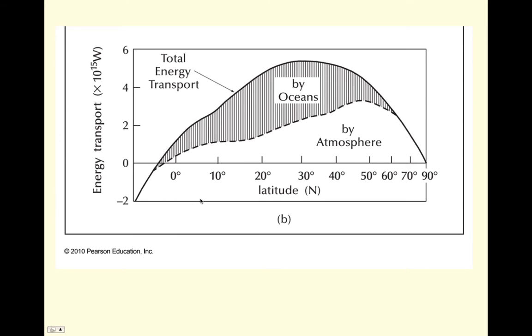So this graph is looking at the total net energy transport expressed in 10 to the 15 watts across the northern hemisphere, starting at the equator, going to the pole. The total energy transport by the combination of oceans and atmosphere is at a maximum somewhere between 30 and 40 degrees north. The partitioning of who does the most work between the oceans and atmosphere is interesting. The atmosphere does a little bit less work than the oceans between 0 and 10 degrees north. And then the atmosphere does much less work from 10 to 20 degrees north.